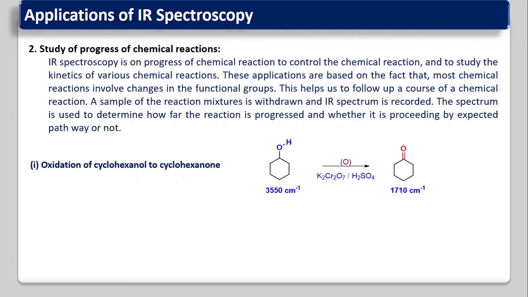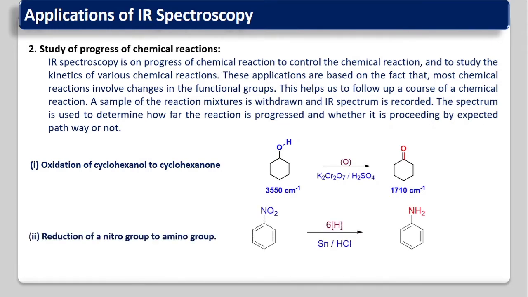So according to that, we can check whether the reaction is proceeding or not, whether it is progressing or not, whether it is completed or not. So for monitoring chemical reactions, we can use this spectral data, that is IR spectroscopy.